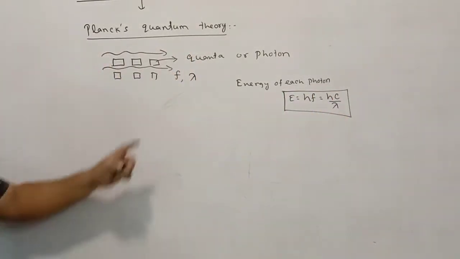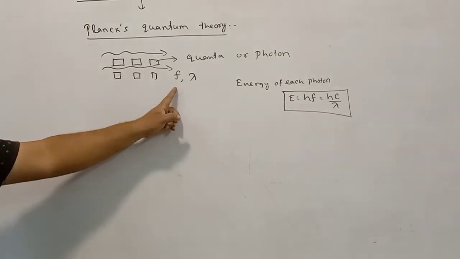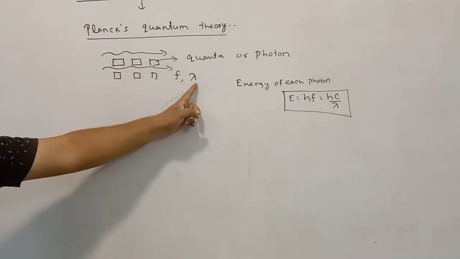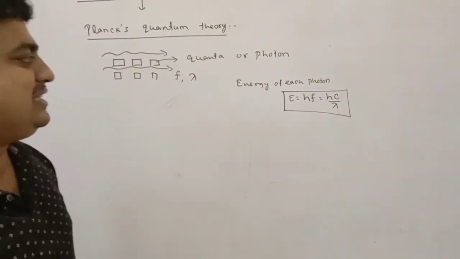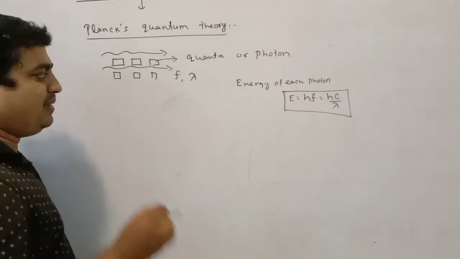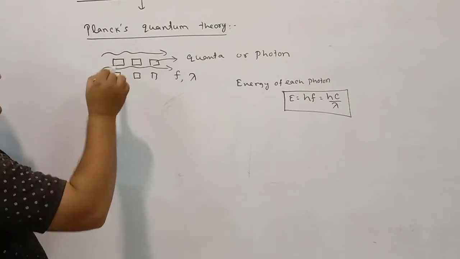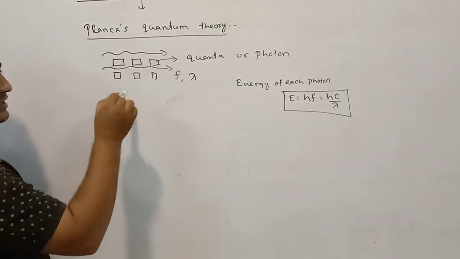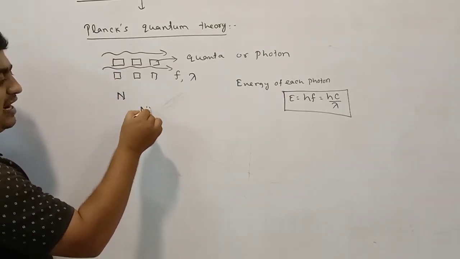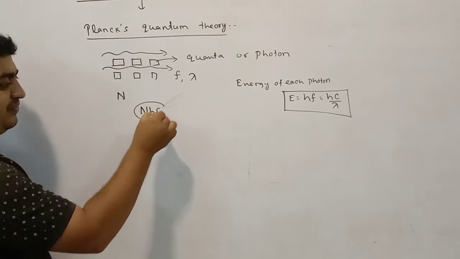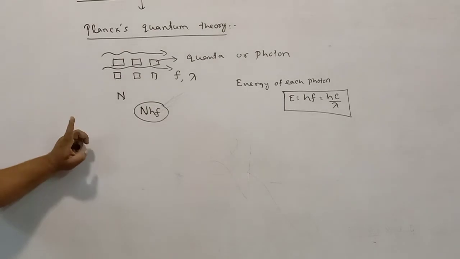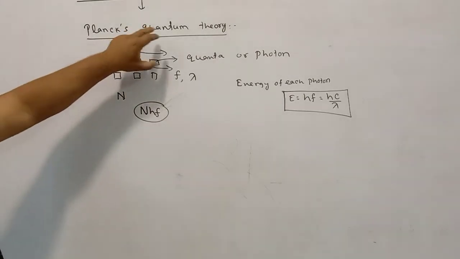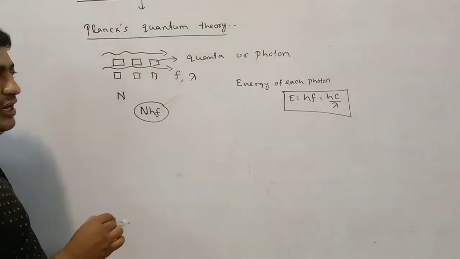So, if the frequency of light is f and the wavelength of light is lambda, then the energy of each photon will be hf, which is equal to hc by lambda. If there are n photons, then the total energy of light will be nhf. So, the total energy of light is quantized. That's why this theory is called quantum theory of light.